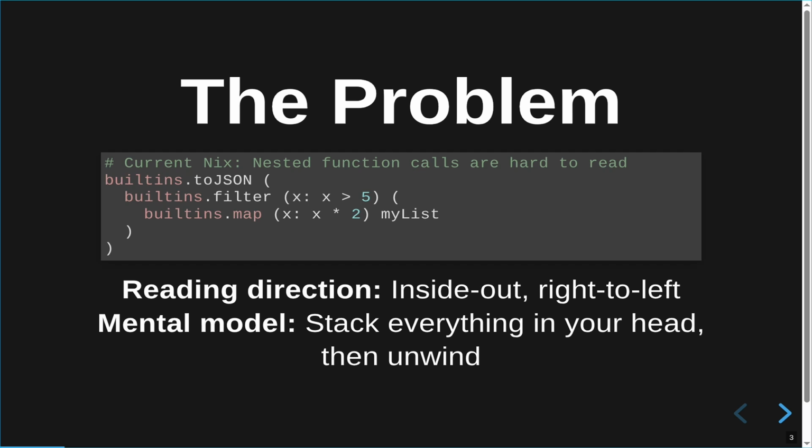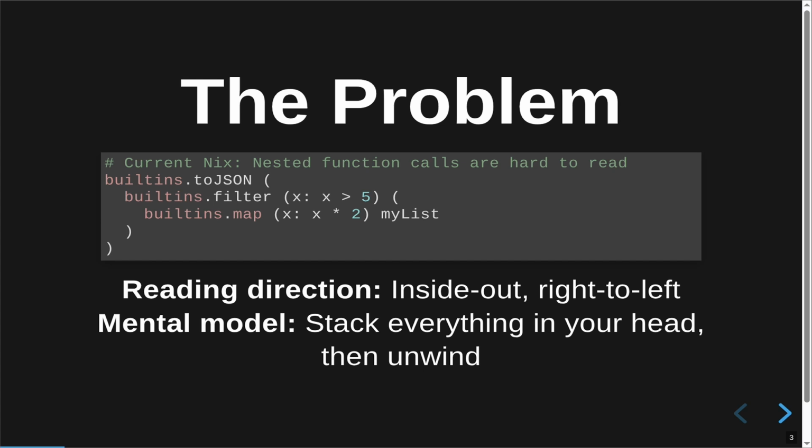So the problem I'm going to talk about with Nix is, well, you can see it right here, right? If I'm trying to figure out what this snippet of code does, I have to look all over the place. First, I have to find the object that it's operating on, which is my list. That's somewhere in the middle to the right. Then I have to see, okay, it's applying builtins.map on that, and then it's applying a filter, then it's applying builtins.toJSON, right? So you kind of have to look all over the place to try and figure out what this snippet is doing.